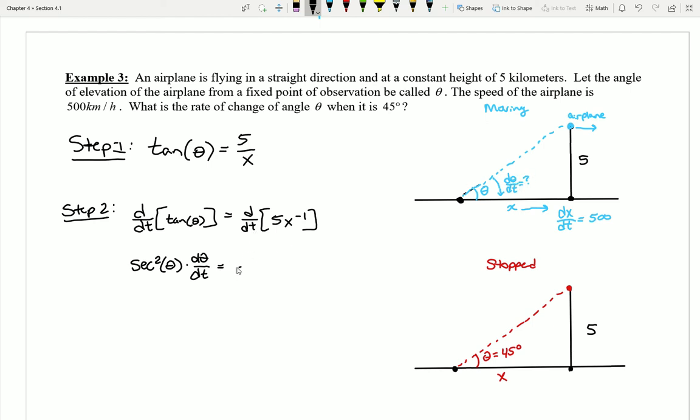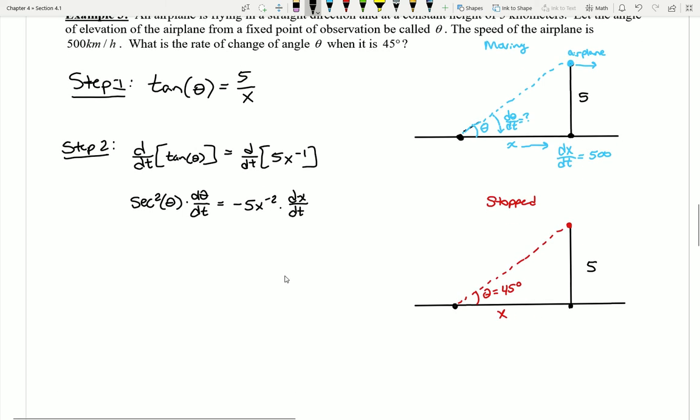Over here, notice I'm going to get negative 5 stuff to the negative 2 using my power rule, and then chain rule, do the derivative of the stuff. So this is what I have here for my derivative. And now I'm going to be interested in trying to go to step number 3 and evaluate each of these different pieces. So let's see what we're going to end up with here.